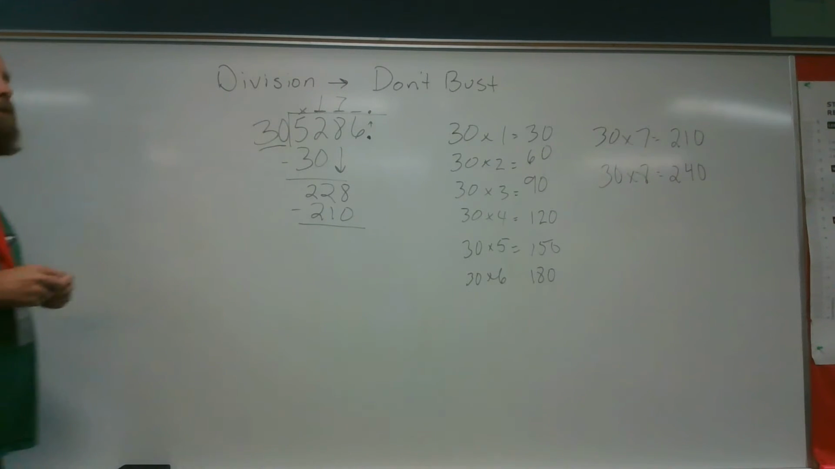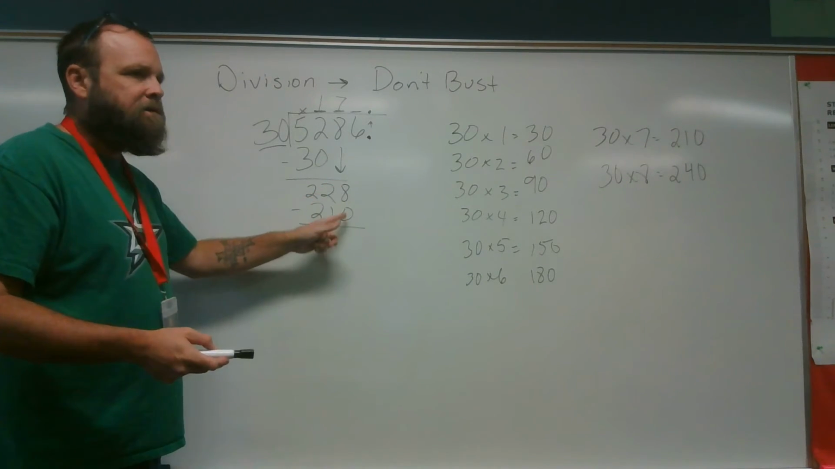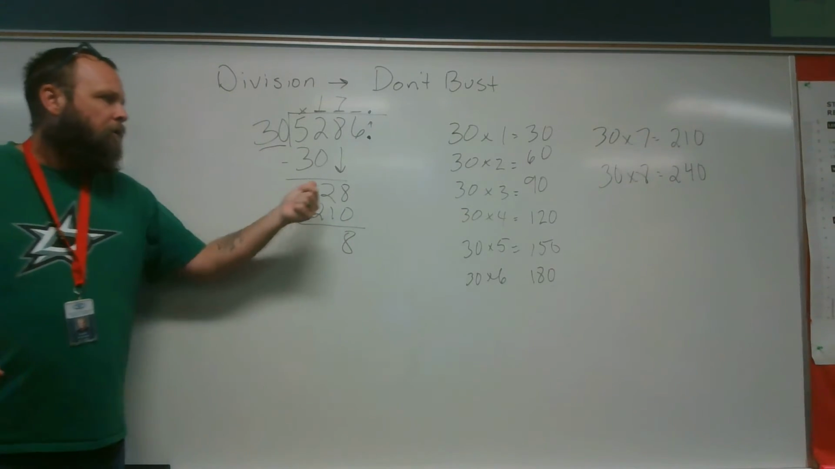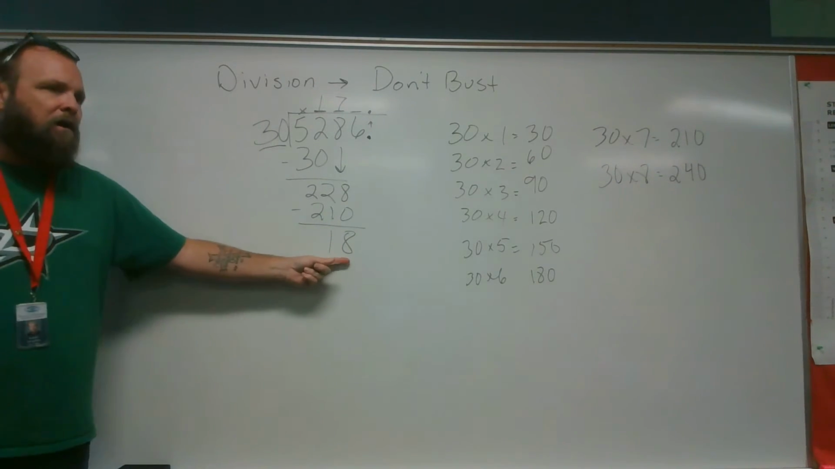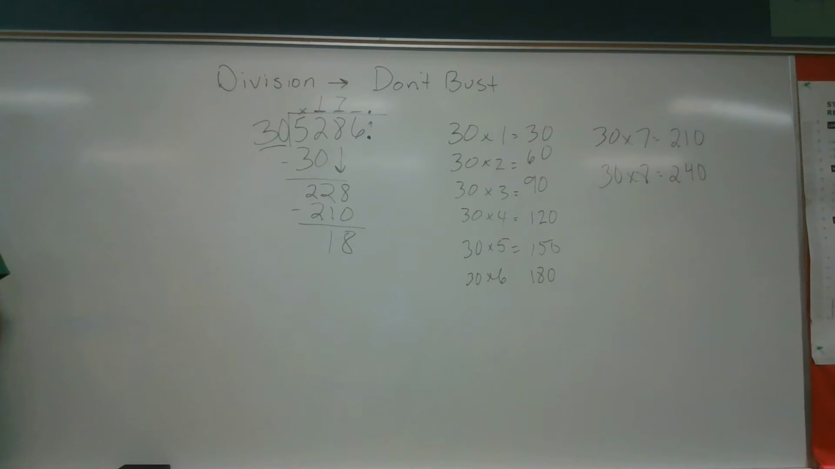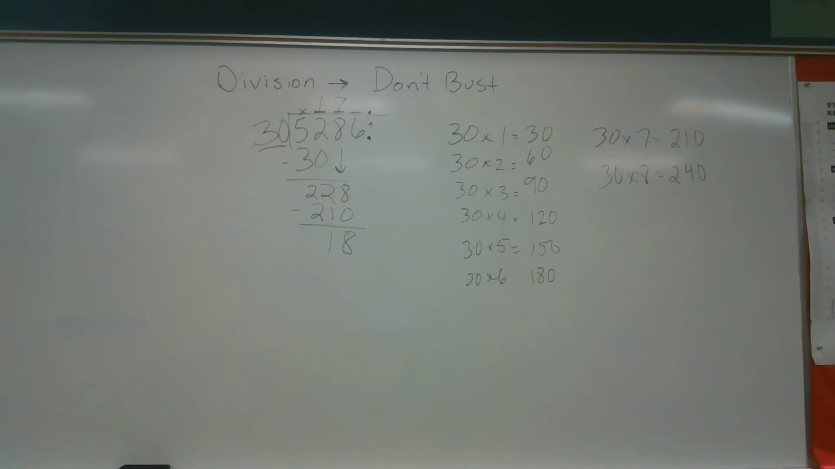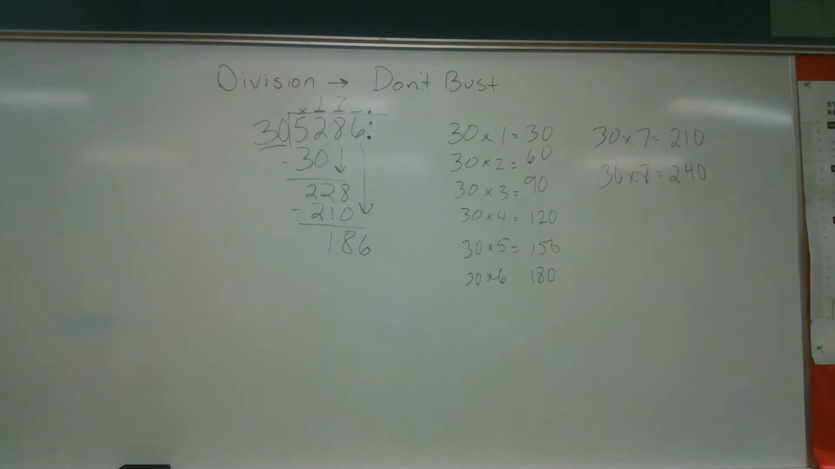Let's go with Angela. What is 8 subtract 0? 8. Angela, what is 2 subtract 1? 1. Angela, is 18 greater than 30? No. So we're good. That number went directly above the 8. I said I had to have a 3-digit number. I bring down my next number, which is a 6. That's the last number I have to bring down.